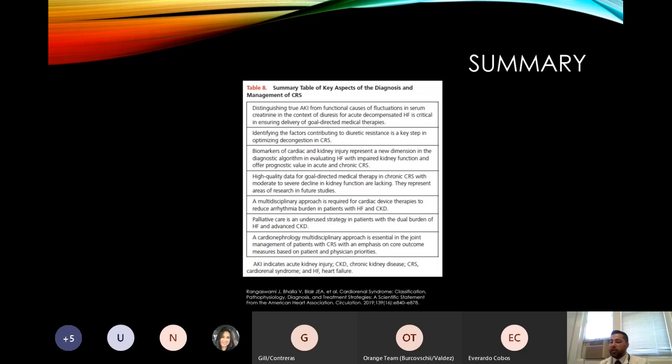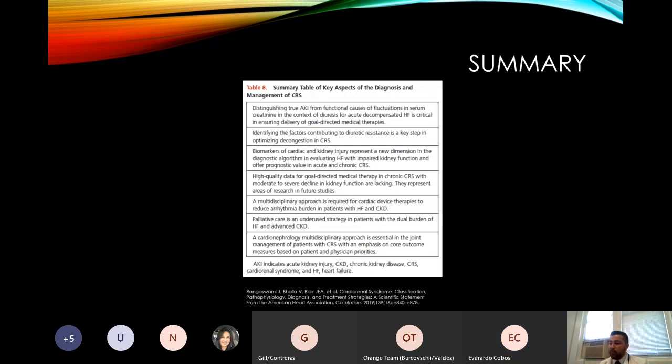We want to identify which biomarkers of cardiac and kidney injury represent a new dimension and diagnostic algorithm for evaluating heart failure with impaired kidney function and offer prognostic value in acute and chronic cardiorenal syndrome. And another reason why I bring this up is because in acute kidney injury, creatinine may not rise for the first 48 hours, and especially in these intensive care patients in the future, cystatin C and, when available in the US, NGAL can be elevated within the first 24 hours, actually in the first 8 hours.